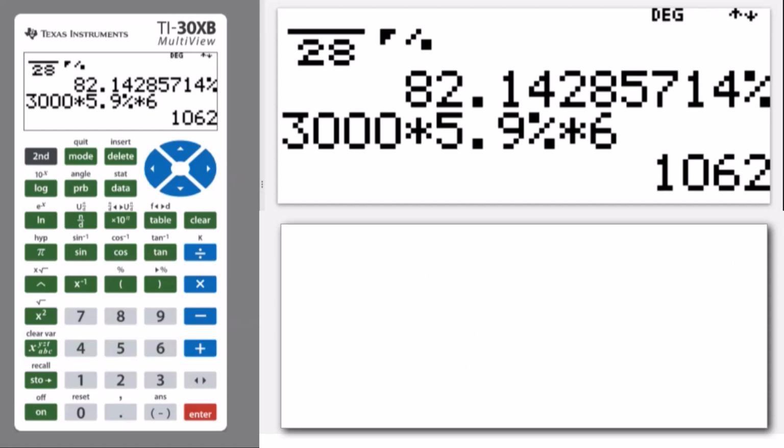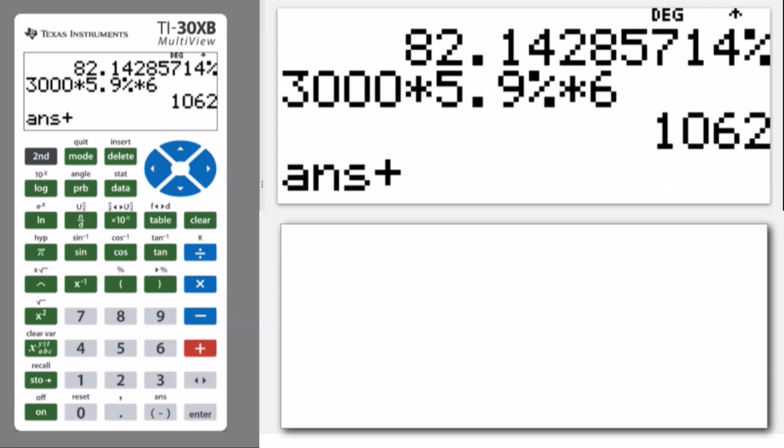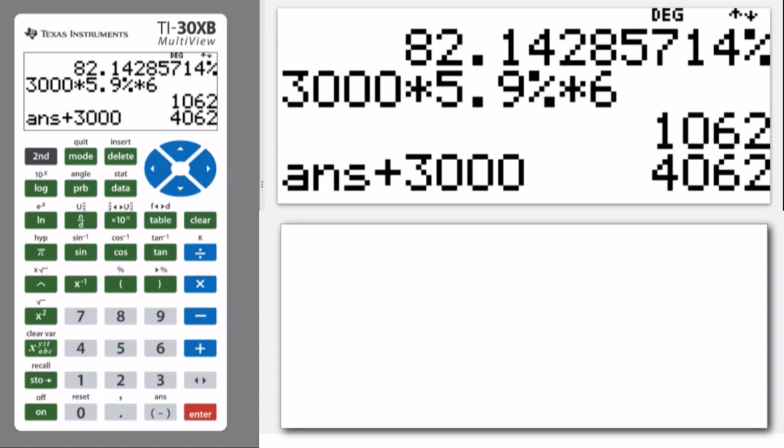If I want to find out how much money I have left, then what I can do is add that to my principal. I'm not going to remember that number. I'm just going to press the plus, and it immediately takes my answer, and I can add on my starting amount, and there it is. So I earned $1,062 in interest to give me a total now of $4,062.